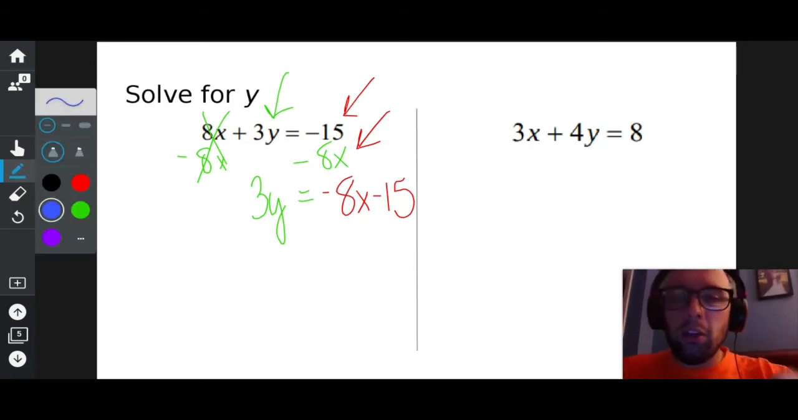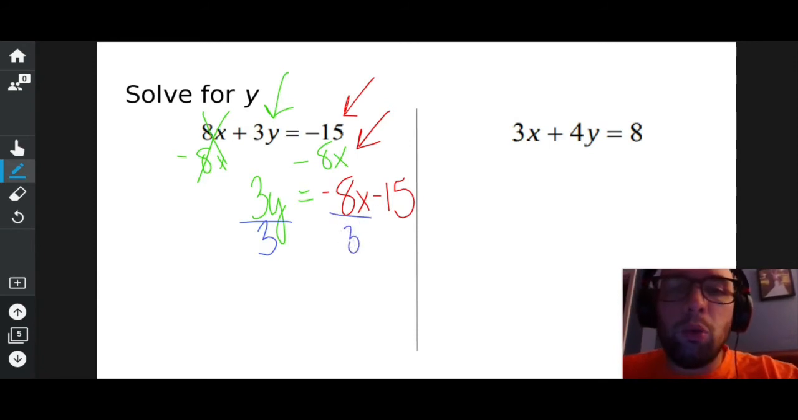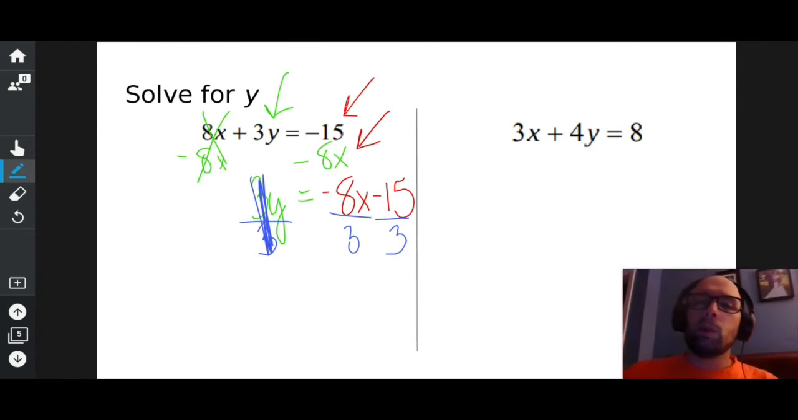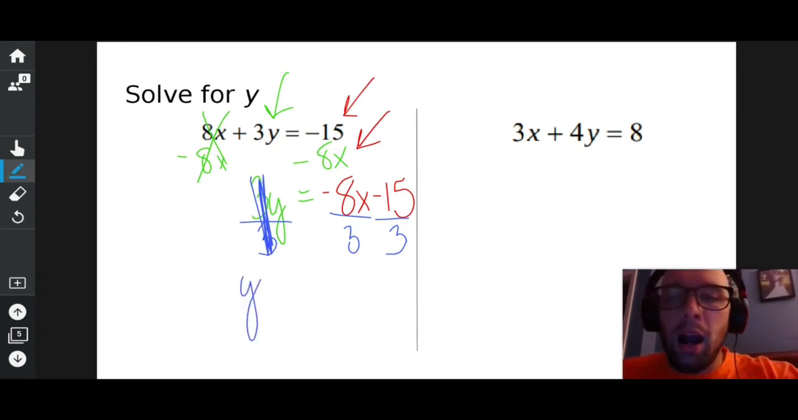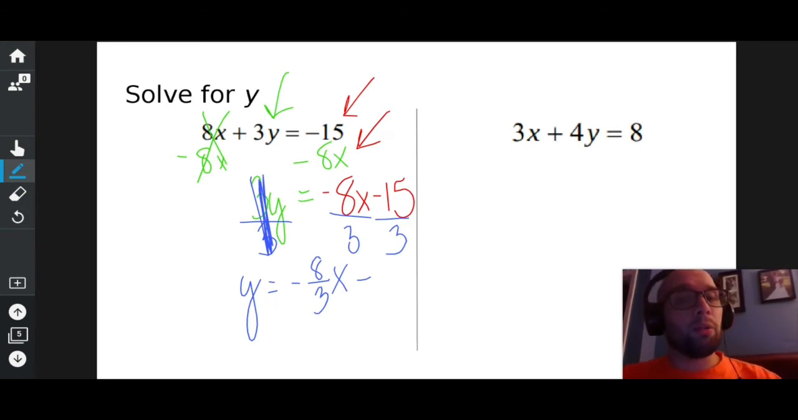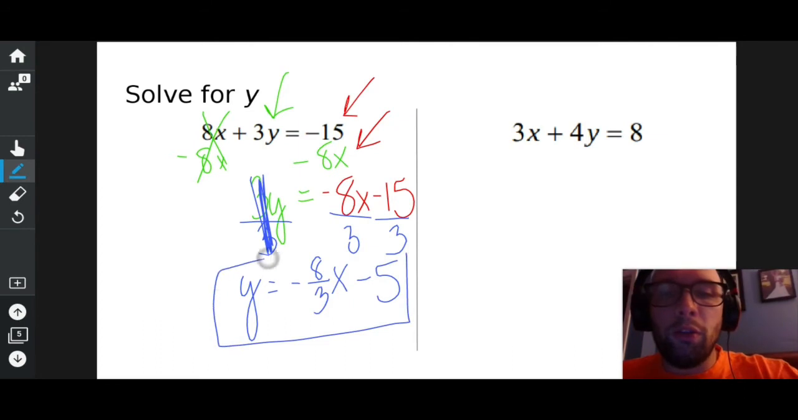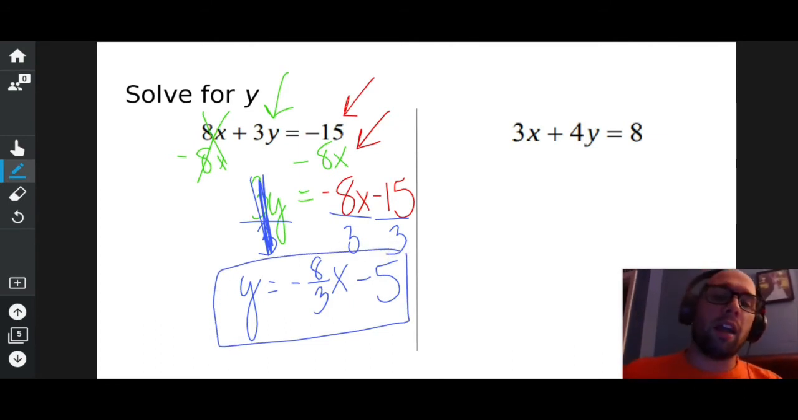So what do we do? Divide everything by 3. This is what we did in Chapter 1. Divide everything by 3. When you do that, you have y equals negative 8 over 3. Does that simplify? Nope. Don't forget your x. Minus negative 15 over 3. That does simplify to minus 5. So if you can simplify it, but keep it improper.